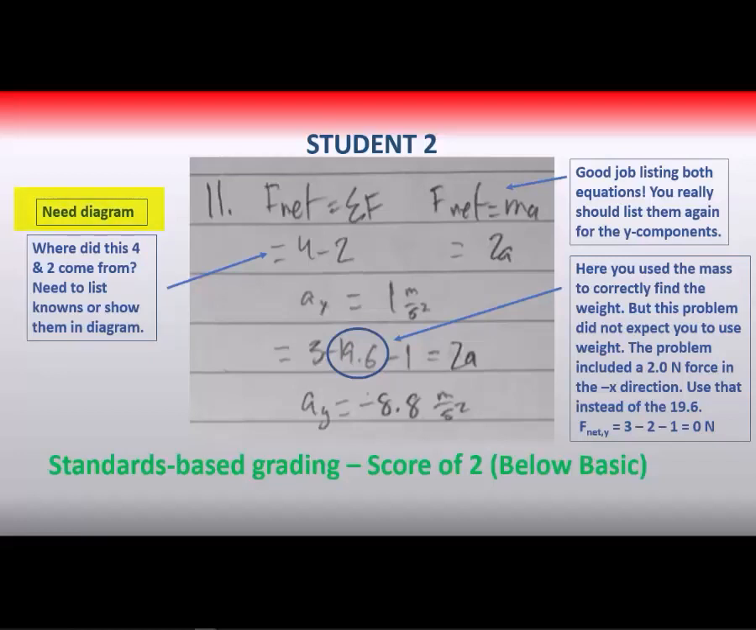Here you see that the teacher recommends that the student needs a diagram. They ask a question about where they got certain values. They did give them some good feedback talking about how they listed the equations. And then finally they went into detail about why they missed the problem. So for this student's work, the grade would only be a score of 2, which is below basic.